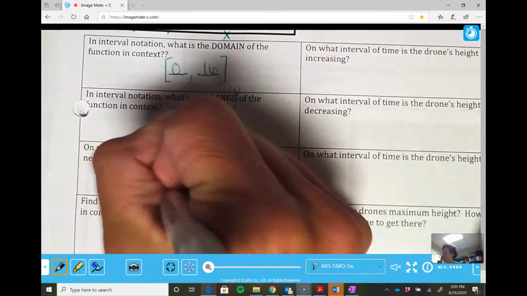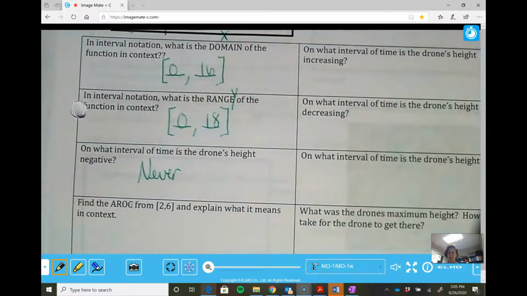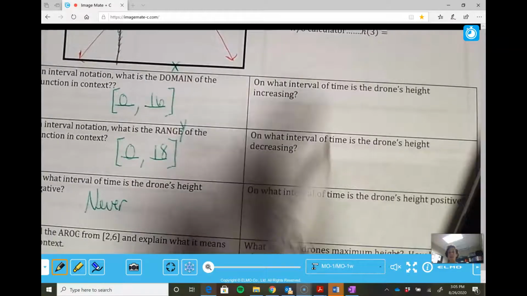It's never negative, because then it's crashed in the ground. So in context, this doesn't make sense. It's never. We'll come back to this one last. So where is it increasing?